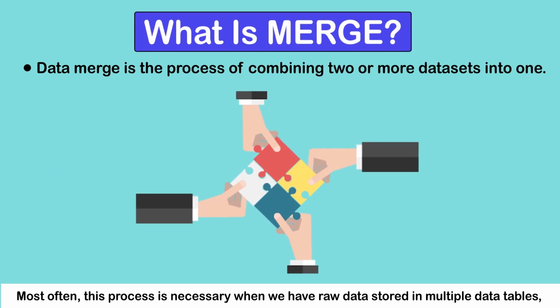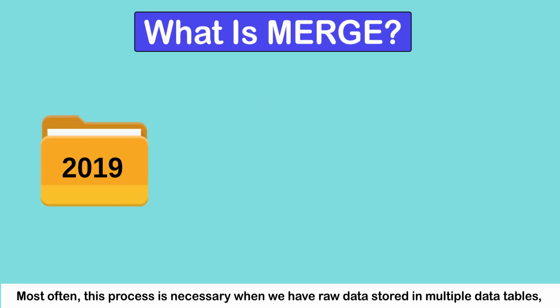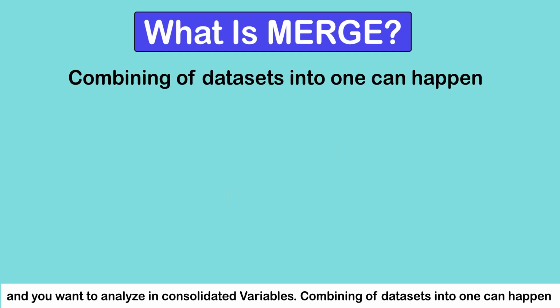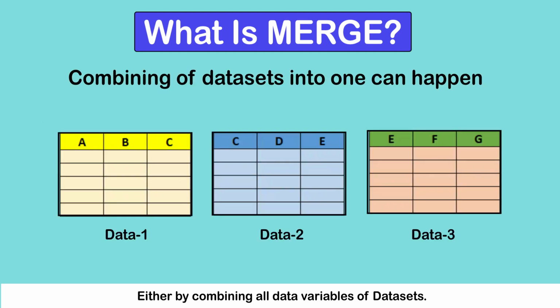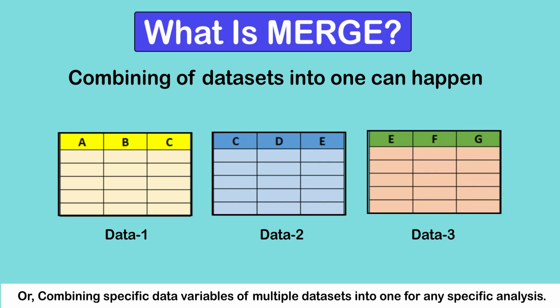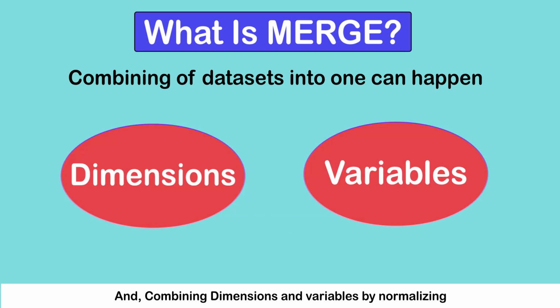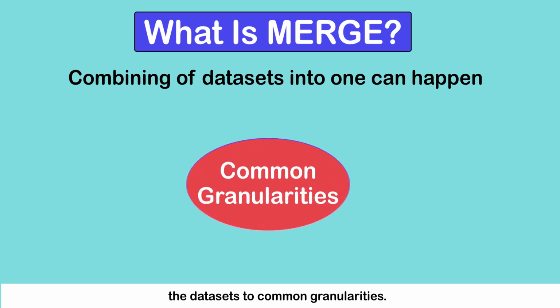Most often, this process is necessary when we have raw data stored in multiple data tables, and you want to analyze in consolidated variables. Combining of datasets into one can happen either by combining all data variables of datasets, or combining specific data variables of multiple datasets into one for any specific analysis, and combining dimensions and variables by normalizing the datasets to common granularities.